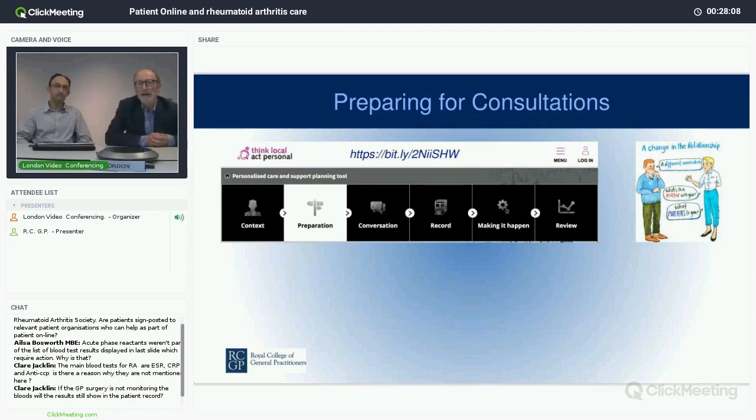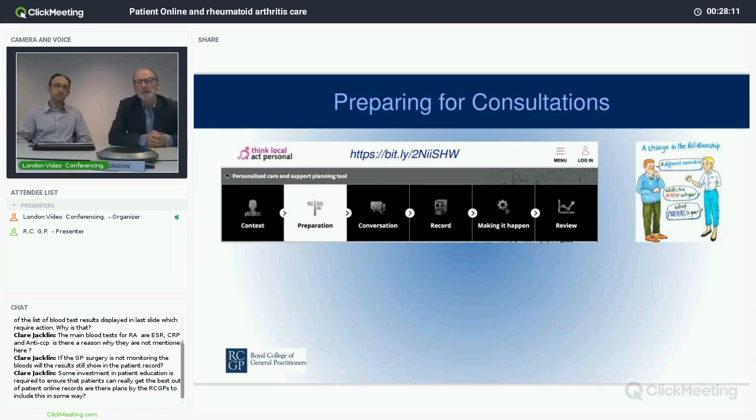I find this little diagram here quite helpful in putting it into a structure. And you can see a URL for the paper behind this plan. So within any clinical patient context, Patient Online fits in this space where a patient is preparing for a consultation, for a conversation with a healthcare professional.